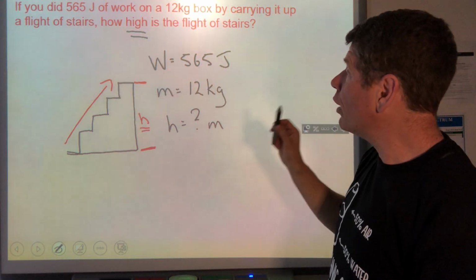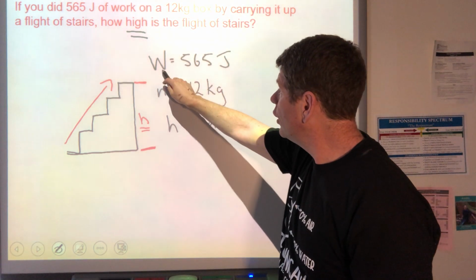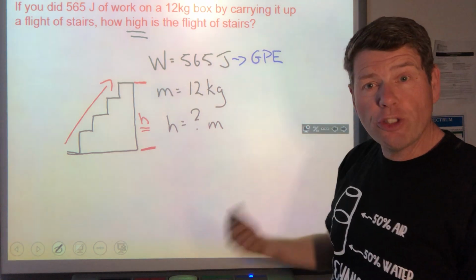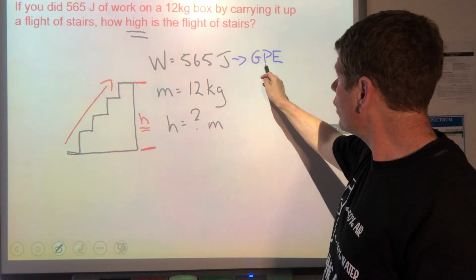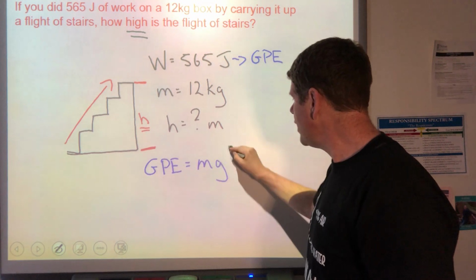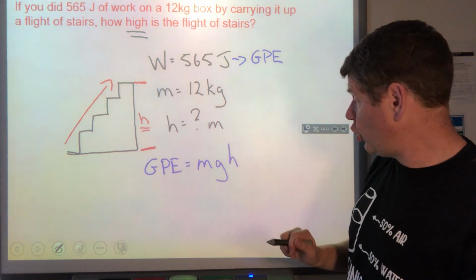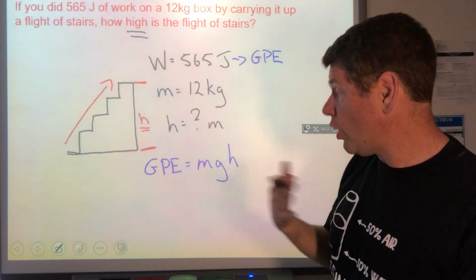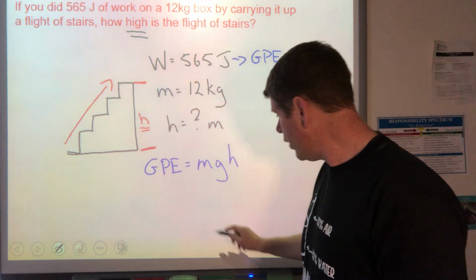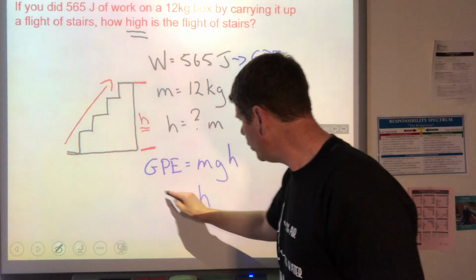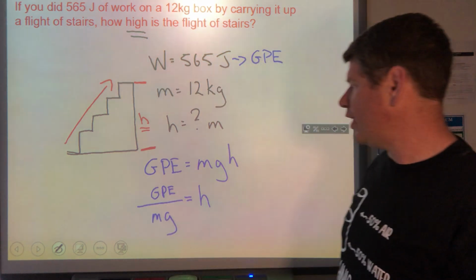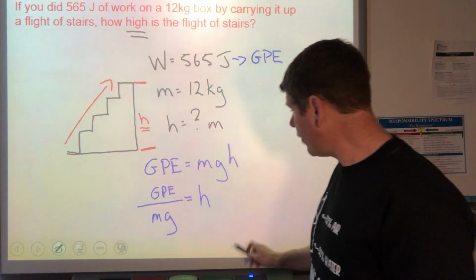So now what we want to realize is that this work has become gravitational potential energy. That's an energy transformation that's occurred. So that's going to allow us to use our gravitational potential energy formula, remember, which is mgh. But we're solving for h. So we can either rearrange our formula, or we can substitute, simplify, and solve. For this case, I'm going to rearrange the formula so that h is equal to the gravitational potential energy divided by the mass times the gravitational constant. Then I'm going to substitute in my values.